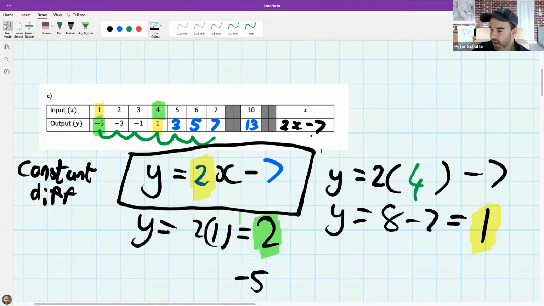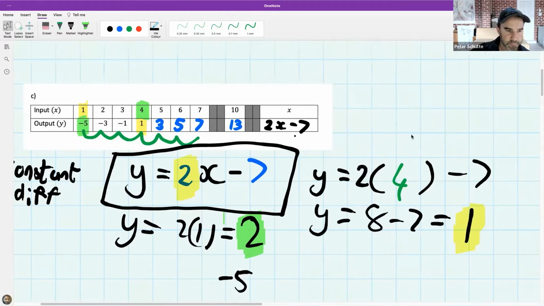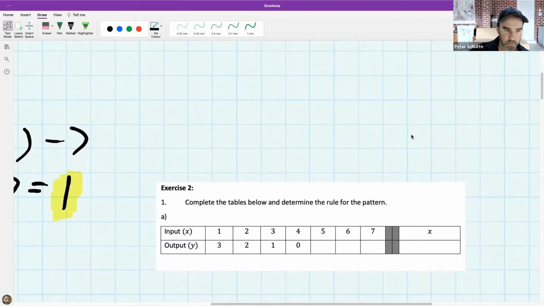Okay, I think what we need to do is do another example, but let's just do a quick hands vote. Hands up, thumbs up if you feel like you sort of get this, thumbs down if you feel still very unconfident. Okay.